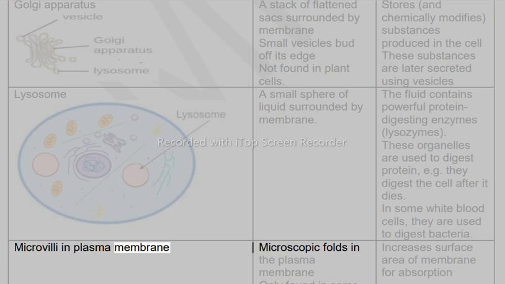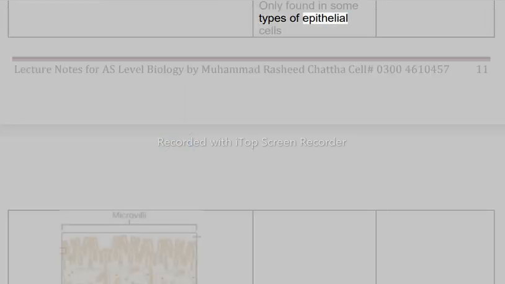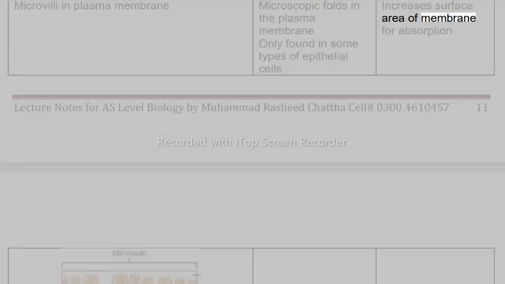Microvilli in plasma membrane. Microscopic folds in the plasma membrane, only found in some types of epithelial cells. Increases surface area of membrane for absorption.